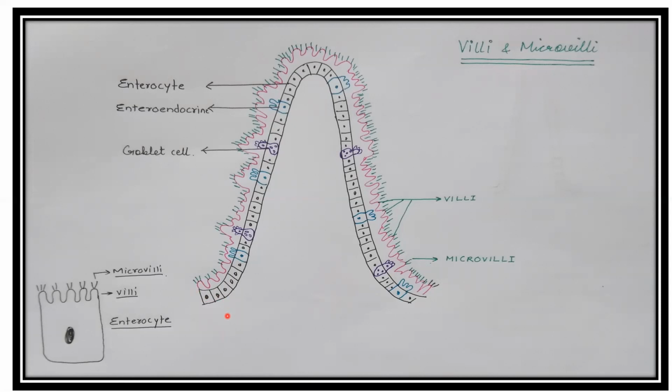Coming back to the other types of cells, the goblet cell, like I mentioned, has a broader base and a narrower apex. It is present between the enterocytes. It produces mucus, which lubricates the intestinal wall and protects the intestinal surface. The enteroendocrine cells also lie between the enterocytes, these ones in blue. The specific thing about them is that they secrete certain hormones like cholecystokinin and secretin.